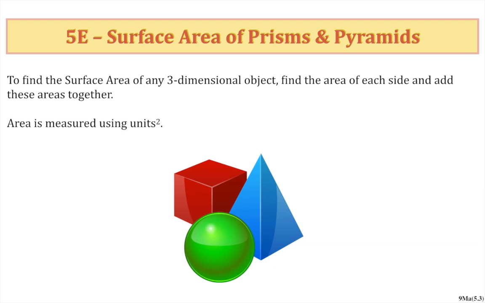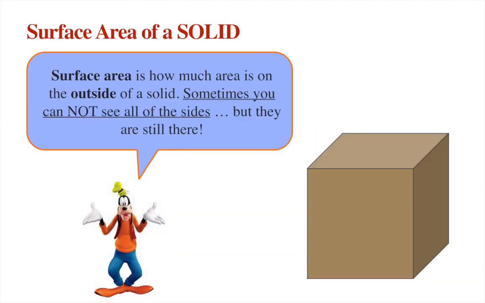Today we're going to be talking about surface area, but focusing only on prisms and pyramids. So let's get into it. Now, surface area means that we're actually finding the area around the outside of some solid shape. It'll be a three-dimensional shape.